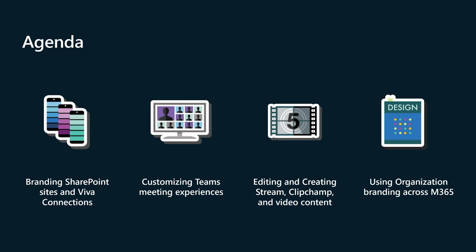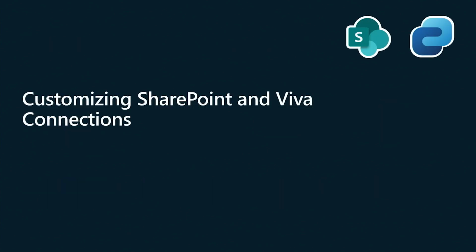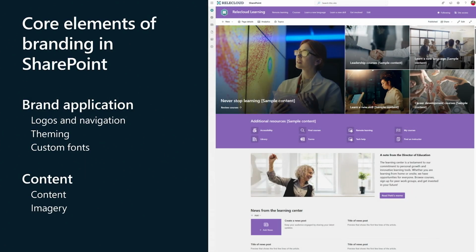So what all are we going to talk about? We are going to talk about SharePoint sites and Viva Connections. We're going to talk about customizing Teams meeting experiences. We're going to talk about Stream, Clipchamp, and all your video content, and then how you can use that organization brand across M365. So we're going to start out with SharePoint and Viva Connections, our favorite products, my favorite products, I guess I'll say.